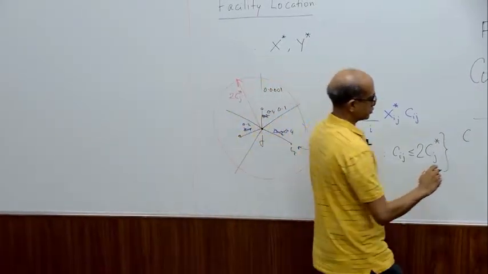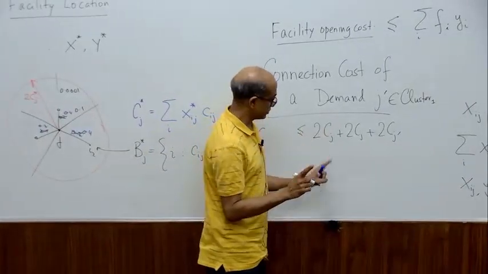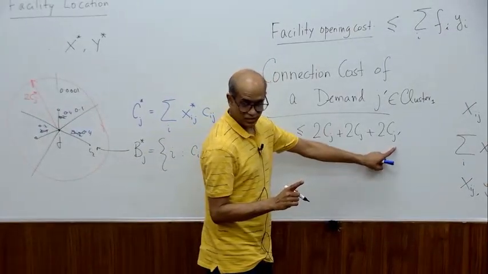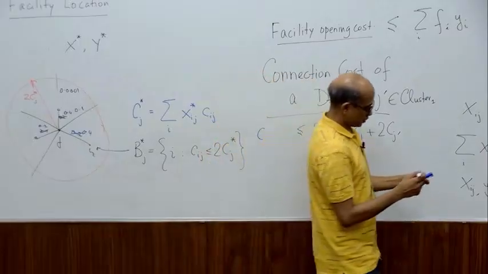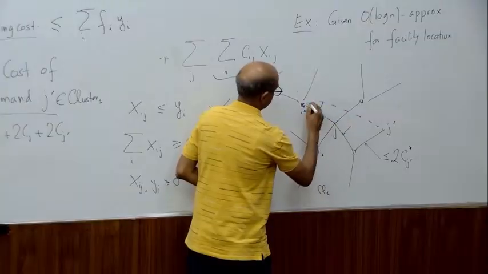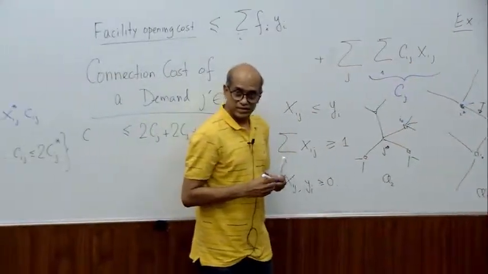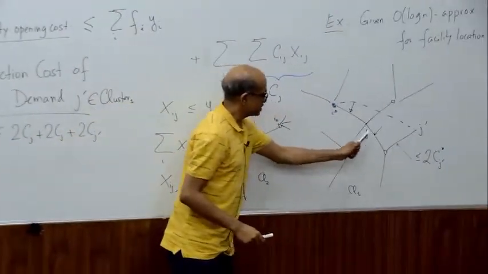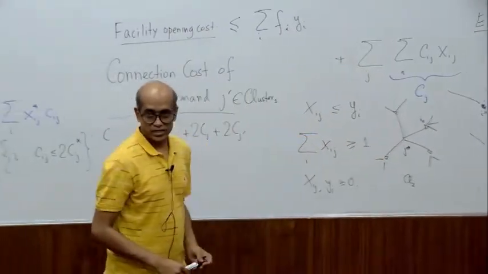Which is less than or equal to 4. Now I use the fact, this is where the metric property is being used, triangle inequality, right? Because where did J prime go? J prime actually got assigned to I star, but that distance is less than or equal to this plus this plus this. Okay. So that's metric.